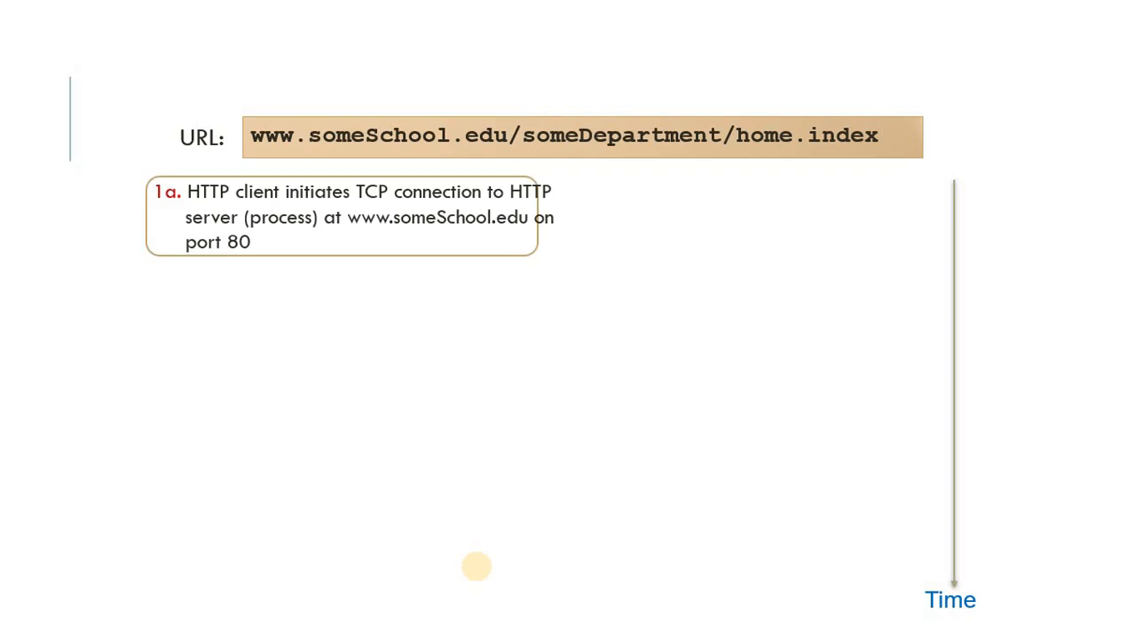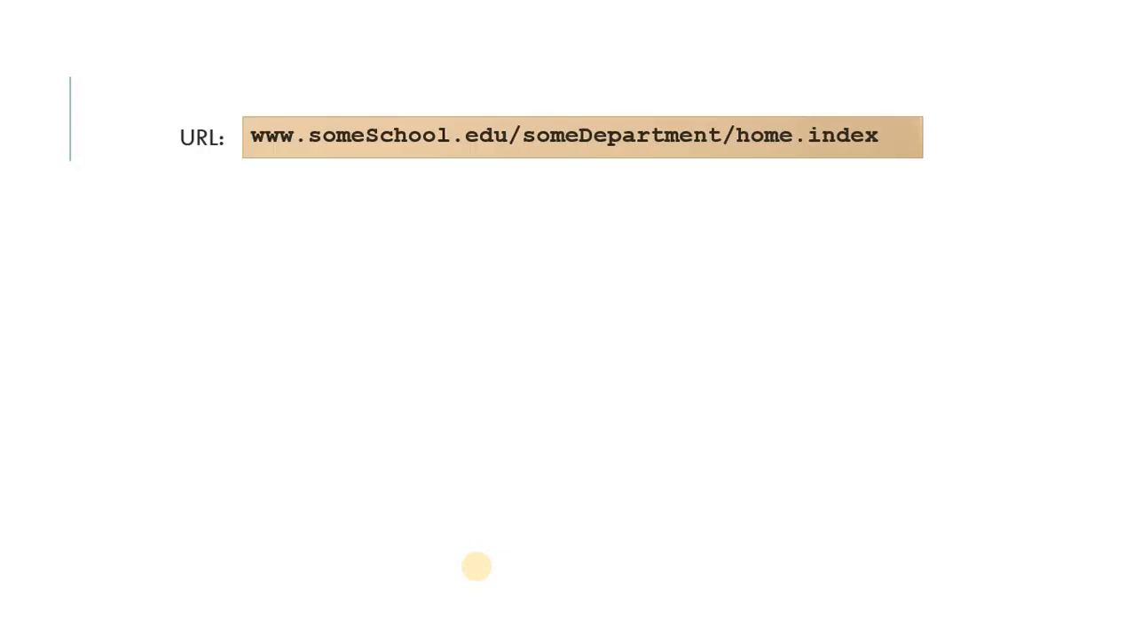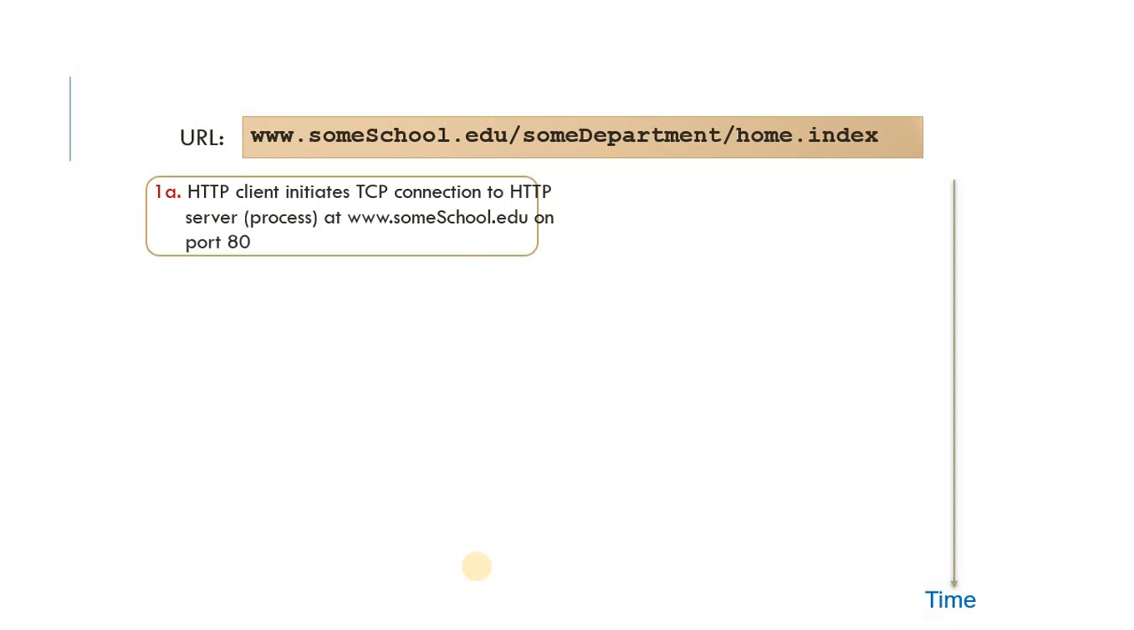Let's understand with an example. Suppose this is the URL of some school. Now the next concept is how we can calculate how much time is taken to serve multiple requests. Suppose this is one URL and this is a time field. First, the HTTP client initiates a TCP connection to the HTTP server at www.someschool.edu on port number 80. I write this link in my browser and request the content.